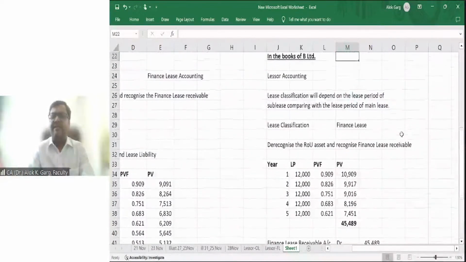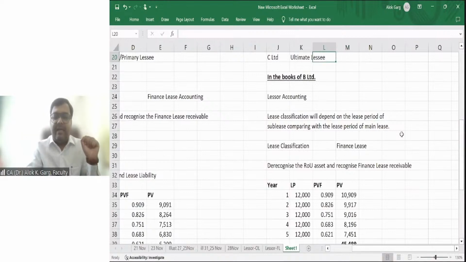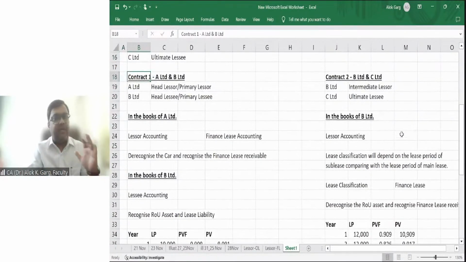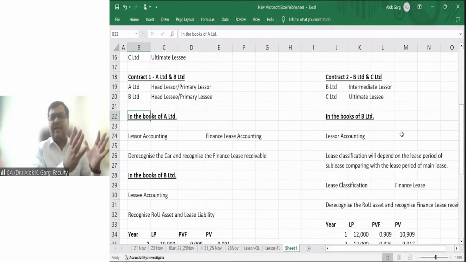In case of sublease, that is the only case where you have to split the accounting, like I have split it. I have done the accounting for contract number one, A Limited and B Limited. In the books of A Limited, lessor accounting, simple. Then I have found the classification. Is it a finance lease? Is it an operating lease? This was a finance lease. So de-recognize the car and recognize finance lease receivable.